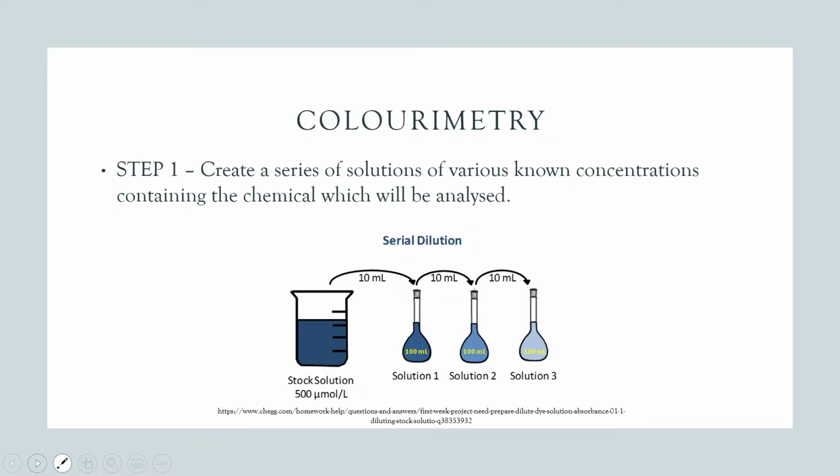So the first step for colorimetry is to make a series of solutions that have known concentrations. And they need to have the chemical or the ion which you're analyzing. So for example, if you are trying to analyze the concentration of copper in an environmental sample, then you need to be making copper solutions of different concentrations. Generally, the best way to do that is to make a stock solution of the exact concentration that you want and then perform a series of dilutions.